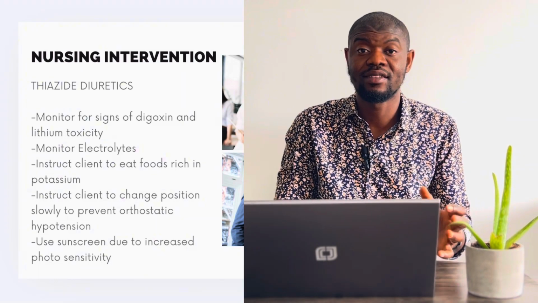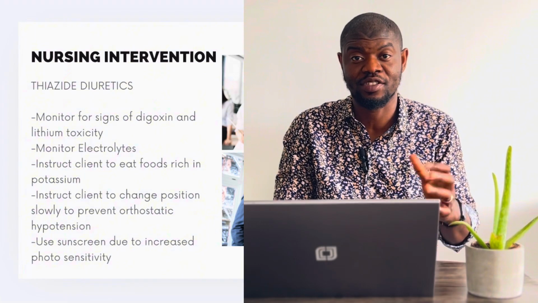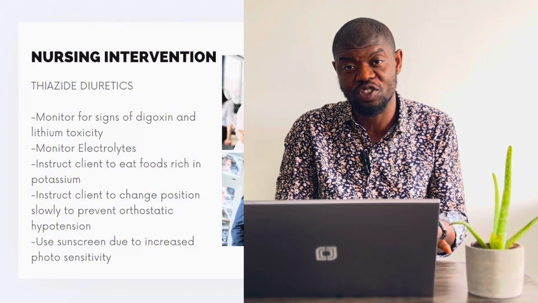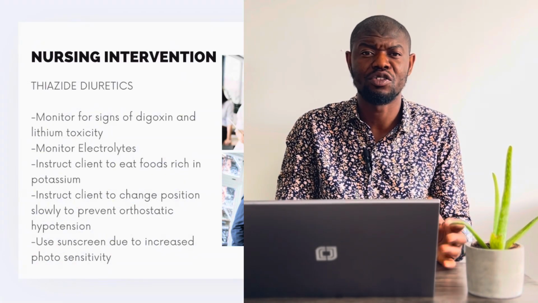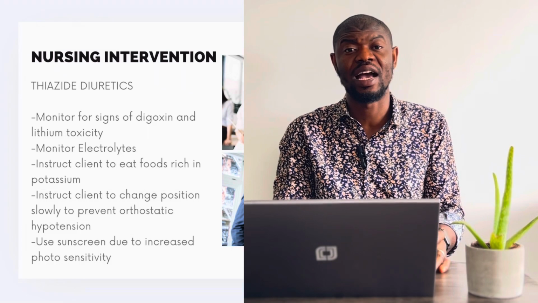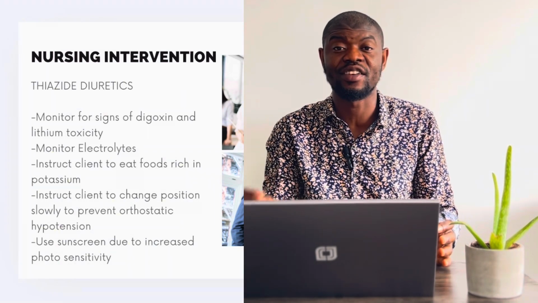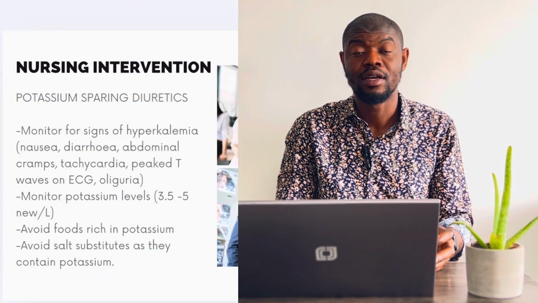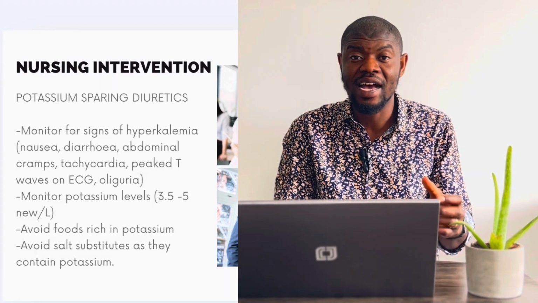Now, one of the things that can happen when you take thiazide diuretics is what we call orthostatic hypotension. So you want to encourage your patients to change positions slowly and not to do it very quickly. Also, you want to use sunscreen when you're outside in the sun, because when you take thiazide diuretics, it increases your photosensitivity.